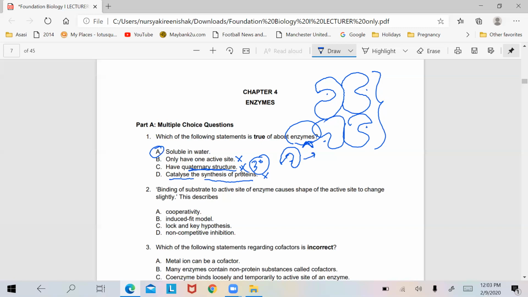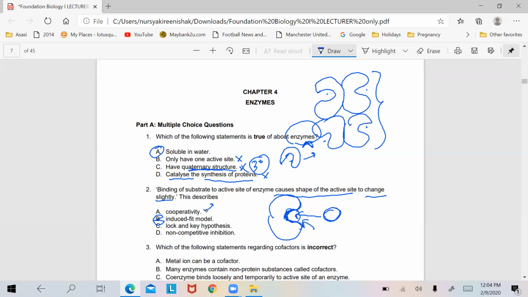Question number 2, binding of substrate to active site of enzyme causes shape of the active site to change slightly. What is the key point in this statement? The binding of substrate to active site causes the shape of the active site to change slightly. This explains the induced fit model. This is the active site. The shape of the active site is not complementary to the shape of the substrate. But once the substrate enters into the active site of the enzyme, it causes the active site to change slightly so that the fit is more precise. Then only the enzyme can catalyze the reaction.